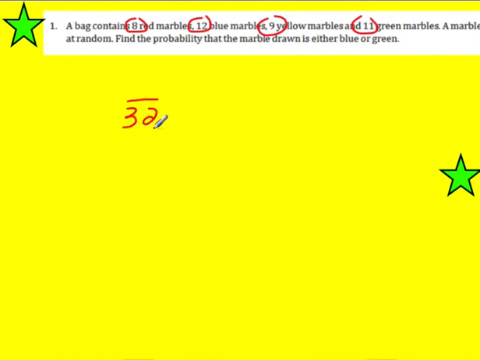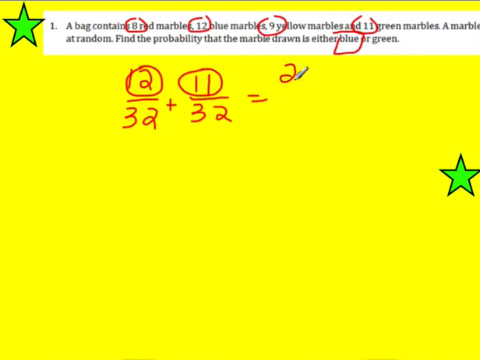First, let's find the probability of getting a blue. The probability of getting a blue is 12 out of 32, because there are 12 blue marbles. Then we're going to add the probability of getting a green. There are 32 total and 11 of them are green. When we add this, you add the tops, so we take 12 plus 11, and that gives us 23.